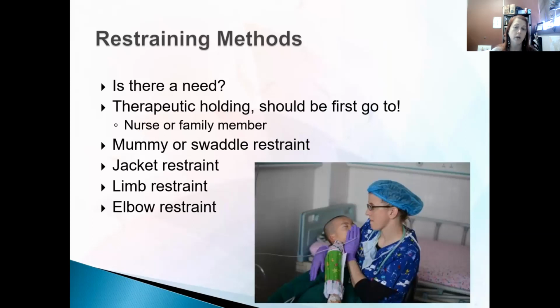Either a nurse could do it, a CNA, somebody that your assistant can do it, or a family member can do it. And it's really helpful to have the parents with that assistive device. Mummy or swaddle restraints, and I've got a picture of that in the next slide as well. Jacket restraints, like a straight jacket, we do use sometimes, though honestly I've never seen it outside of the mental health setting. And then limb and elbow restraints. Remember we talked about those last week, this elbow restraint here, keeping that elbow from bending so that they can't pull at things. Different examples.